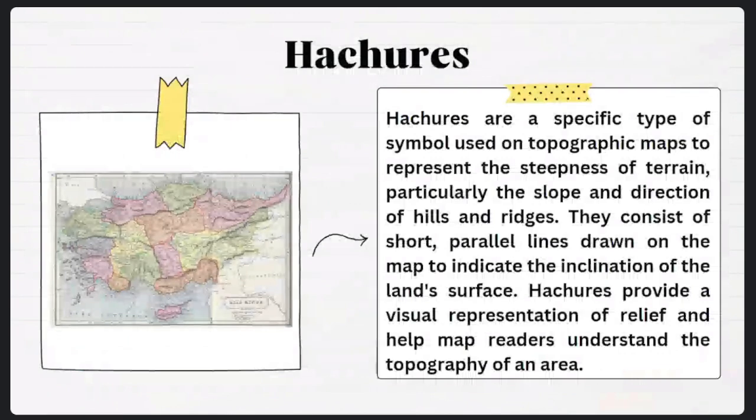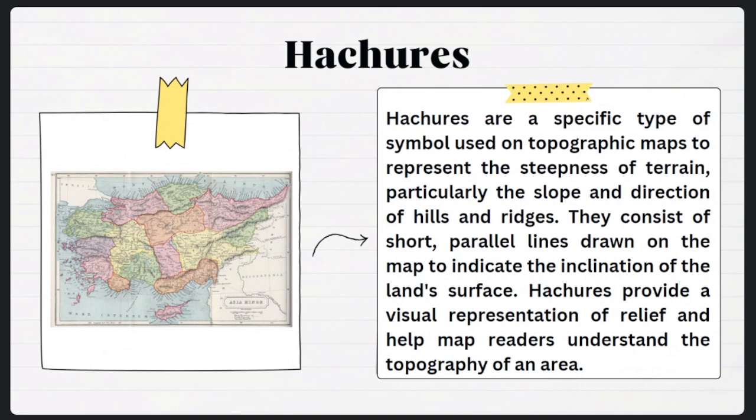Next is hatchers. Hatchers are a specific type of symbol used on topographic maps to represent the steepness of a terrain, particularly the slope and direction of hills and ridges. They consist of short parallel lines drawn on the map to indicate the inclination of the land's surface. Hatchers provide a visual representation of relief and help map readers understand the topography of an area.